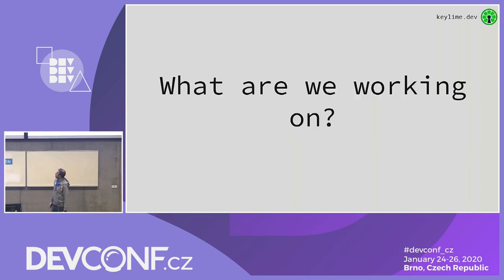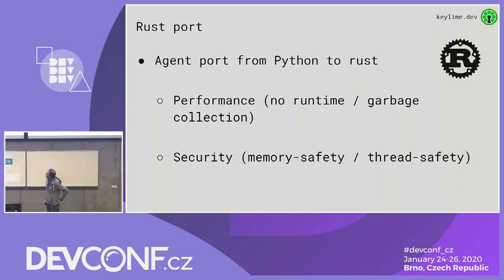So currently what we're working on is our agent, the component that runs on the remote machine. That's currently in Python, and we're porting that to Rust. The reasons for this are Rust is arguably a bit more performant because there's no garbage collection and so forth, and it also has very good security. The compiler is pretty strict around ownership and so forth, so you get good memory safety and thread safety.